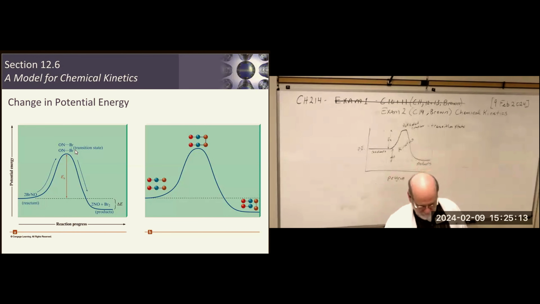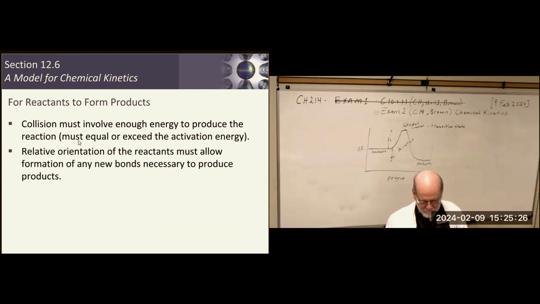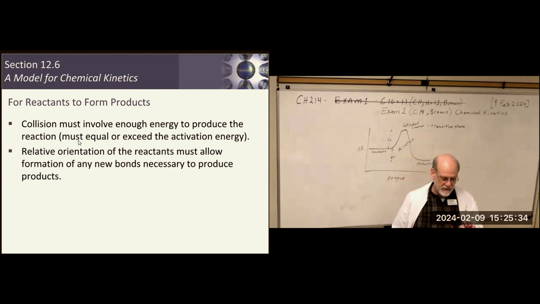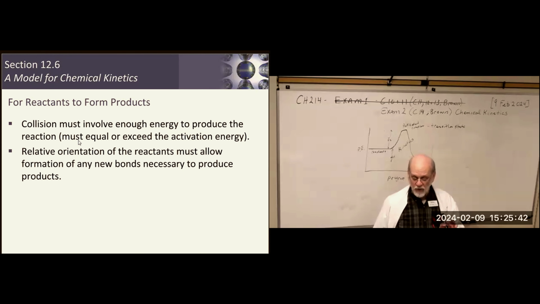And it's a quasi-stable state. In other words, it could go either way. It could go down to products or it could go back to reactants. So the collisions have to involve the right amount of energy to produce the reaction. That's activation energy. They have to be oriented correctly so that the bonds that need to be broken and reformed are in the correct position for those atoms to establish their new bonds.